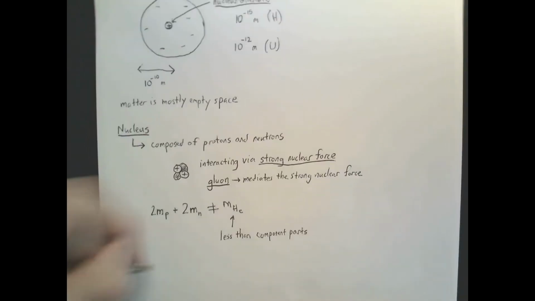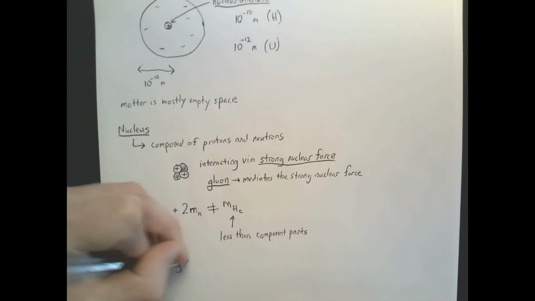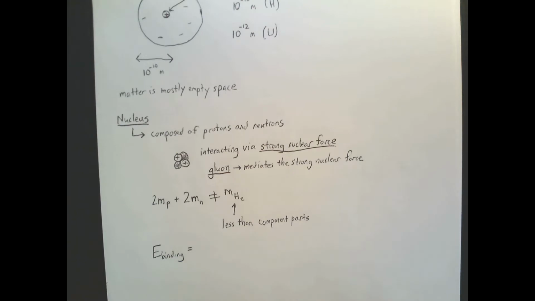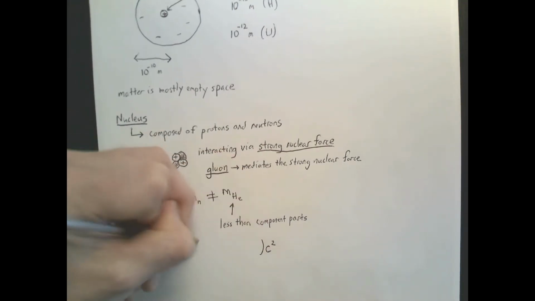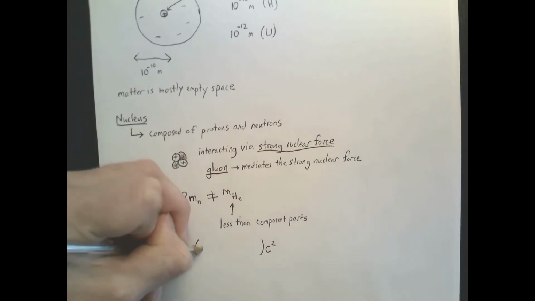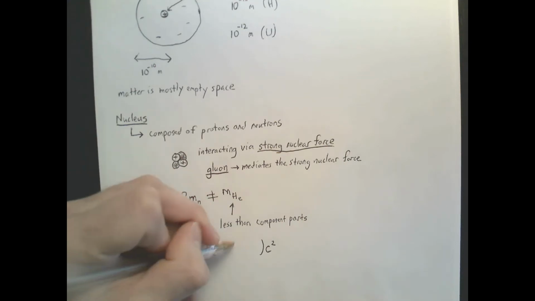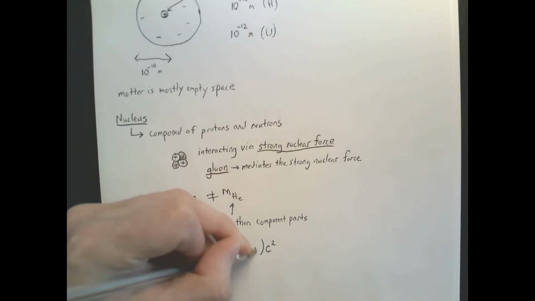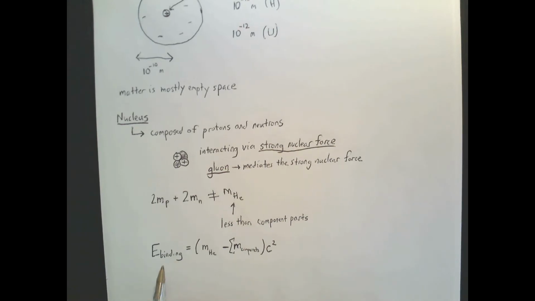So we can get what's known as the binding energy by using this idea of mass energy equivalence, E equals mc squared. We essentially have c squared times the mass of the nucleus itself minus the mass of the component particles. So we'll do the sum of the components over here. And the difference is the amount of energy that's required to bind these together.